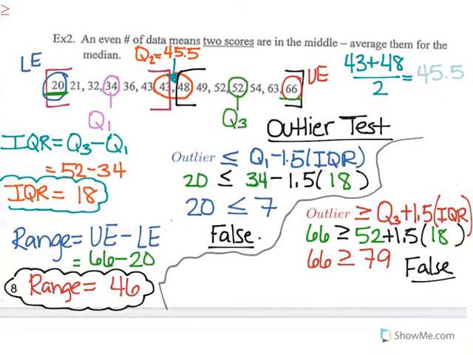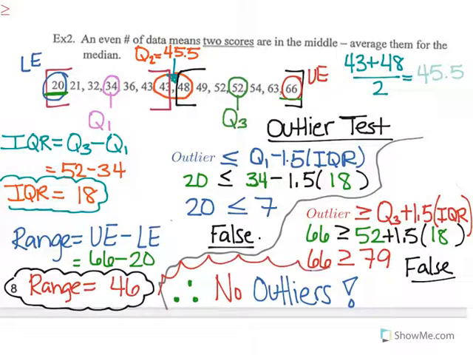So because we have two false outlier checks, therefore, so remember the three dots represent therefore, if you put them in the shape of a triangle, therefore there are no outliers. And that is going to conclude our notes for today.